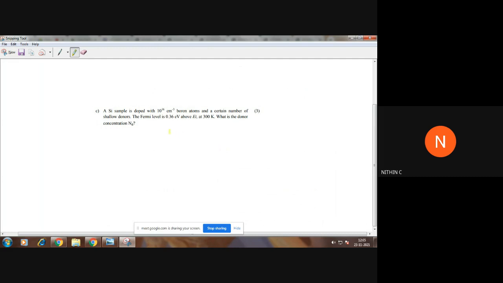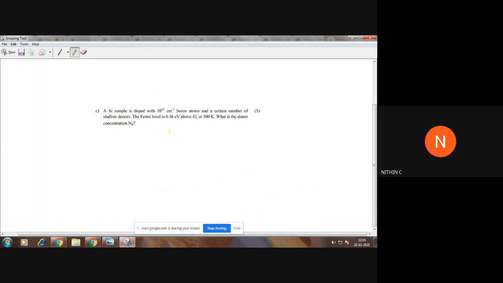Fermi level position is 0.36 electron volt above EI means what will be the type of material? If the Fermi level position is above EI, obviously it will be N type. The material will be N type that you got.